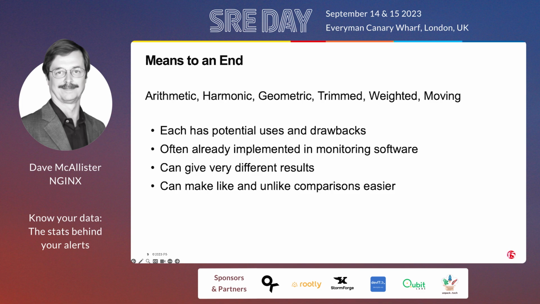So the one we're most familiar with is arithmetic, but there's a harmonic mean, a geometric mean. We can have trimmed means, we can have weighted means, we can have moving means. We can have k-means, which are part of a grouping structure. What are the means around our group points for this? Each of these has its own particular use. Each of these is implemented in monitoring software in almost all cases. K-mean is the one that's kind of fuzzy at this point. Every one of them will give you a vastly different result for this. And what it does is make like and unlike comparisons easier.